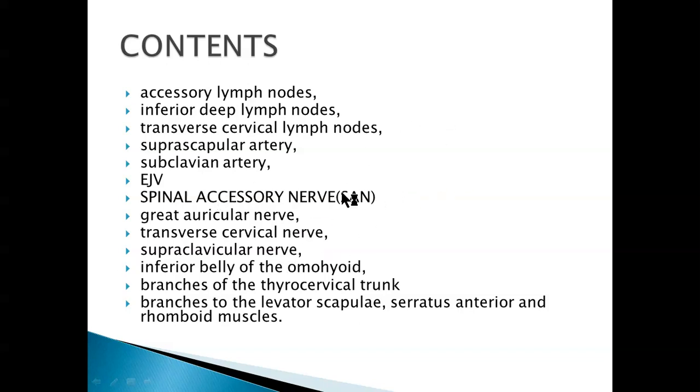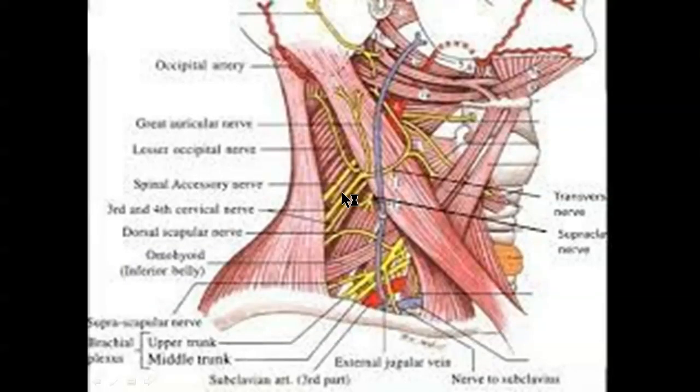the main one is your spinal accessory nerve. Here we can again appreciate a very good diagram of your posterior triangle: sternocleidomastoid posterior border, trapezius anterior border, clavicle superior border forming your posterior triangle. Here is your omohyoid muscle dividing your posterior triangle into your superior, that is your occipital triangle, and your inferior triangle, that is your supraclavicular triangle.